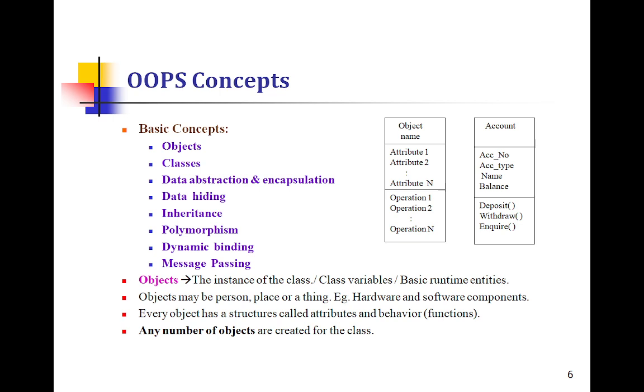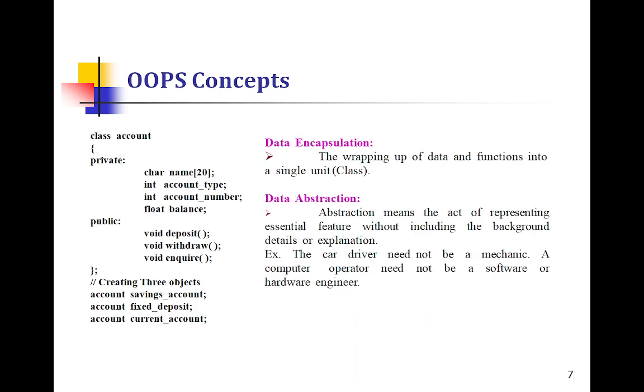So likewise, each and every object in our real time can have individual attributes and behaviors. Any number of objects can be created for the class. So that's an important point we have discussed earlier. By using that object, we can access the attributes and functions.